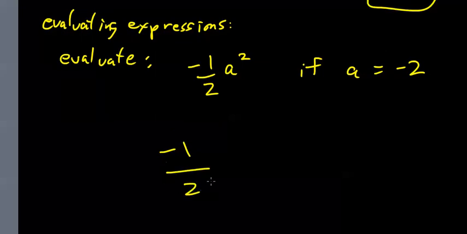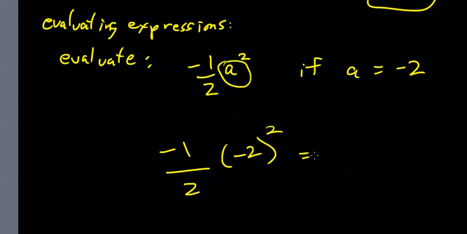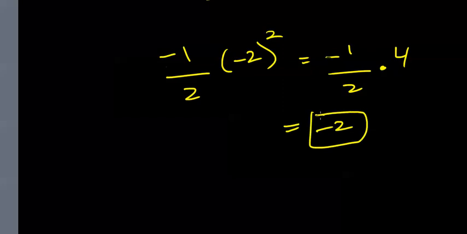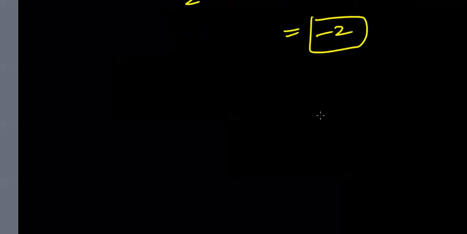Alright, so I'm going to do just that. I'm going to plug in minus 2 for a and evaluate. We've got a multiplication and an exponent going on here. Exponent, of course, gets done first. Minus 1/2 times, well, minus 2 squared is positive 4, is it not? And 2 goes into 4 twice. 2 times minus 1 is minus 2. So your final return is the value minus 2.